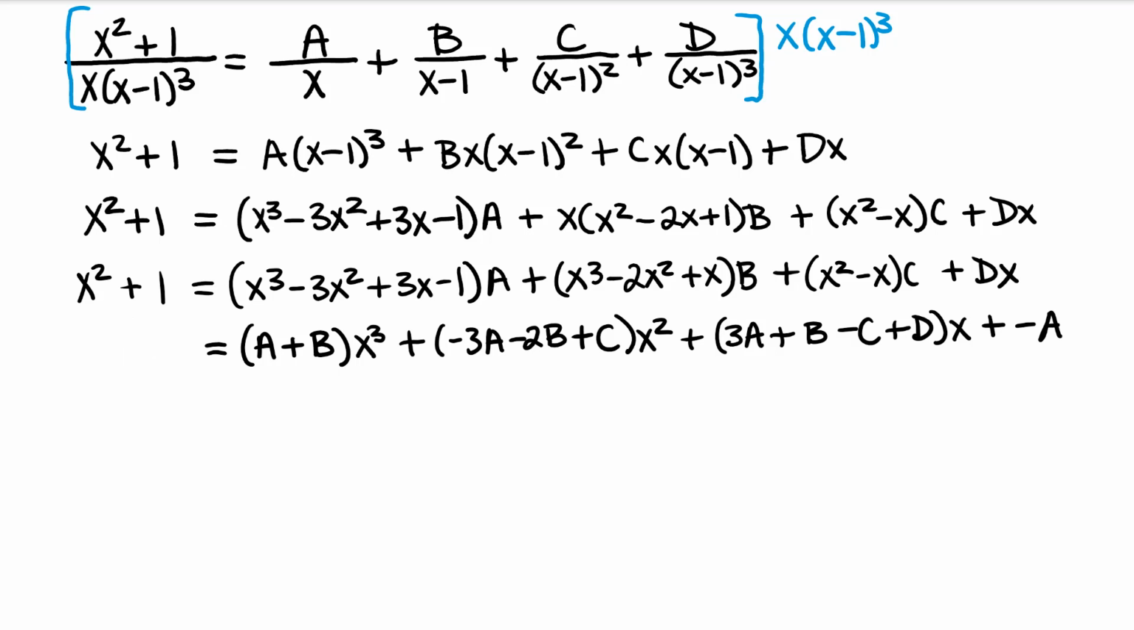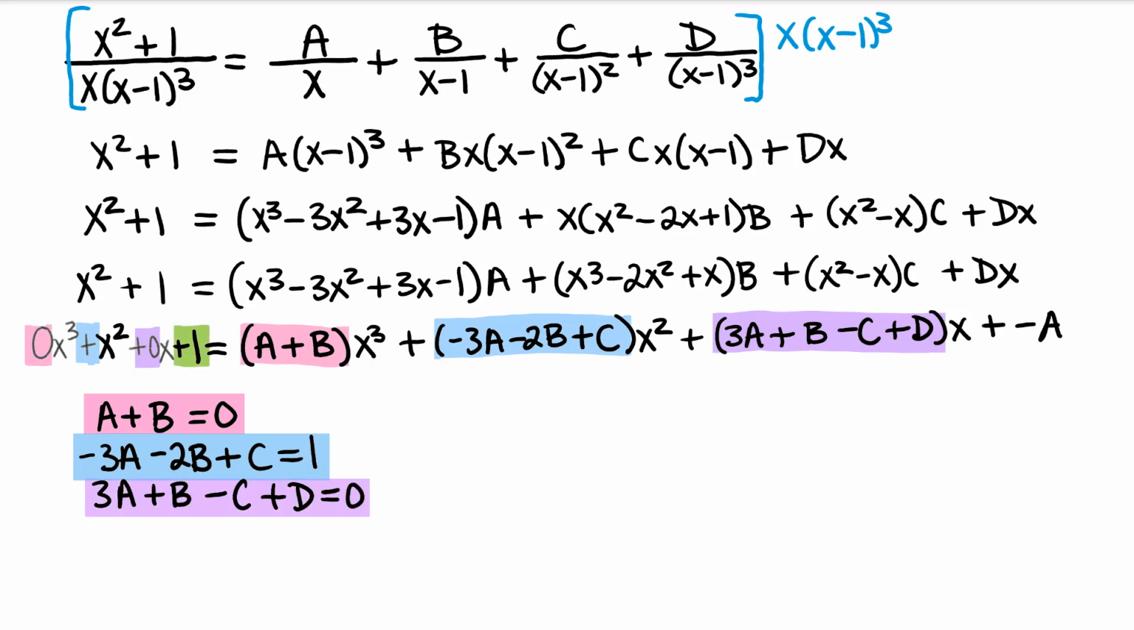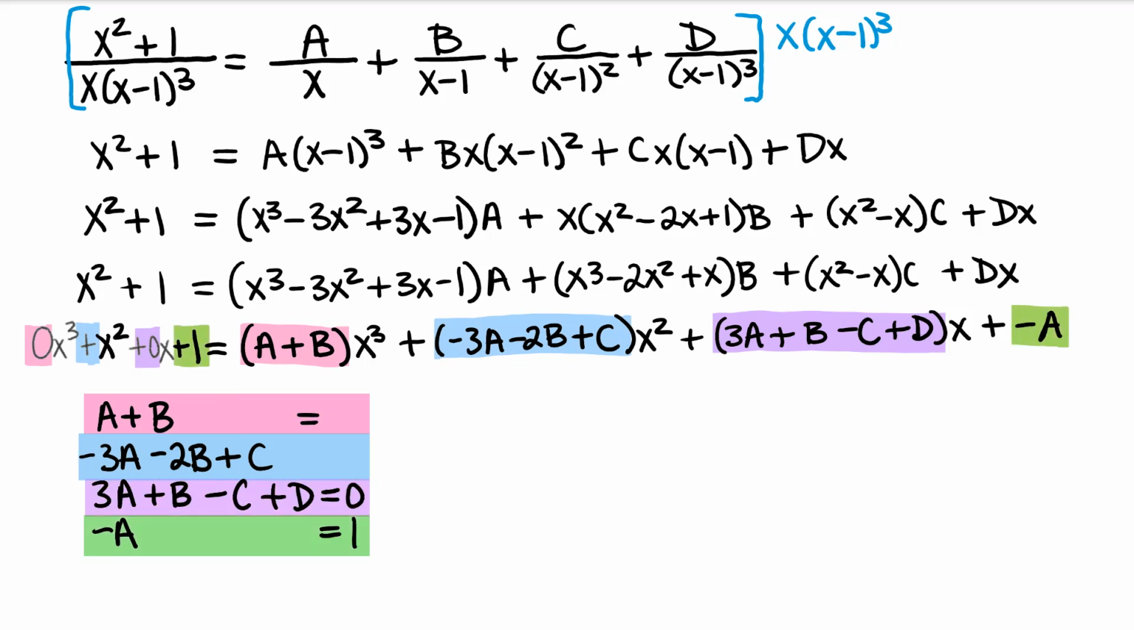This time I have a cubic polynomial, so I'll rewrite the left side as 0x cubed plus x squared plus 0x plus 1. Now I can create a system of equations with equivalent coefficients. The coefficients of x cubed are equivalent. a plus b equals 0. Negative 3a minus 2b plus c equals 1. 3a plus b minus c plus d equals 0. And negative a equals 1. I won't even need to do any sort of Gaussian elimination. I can simply solve for a and then back substitute.